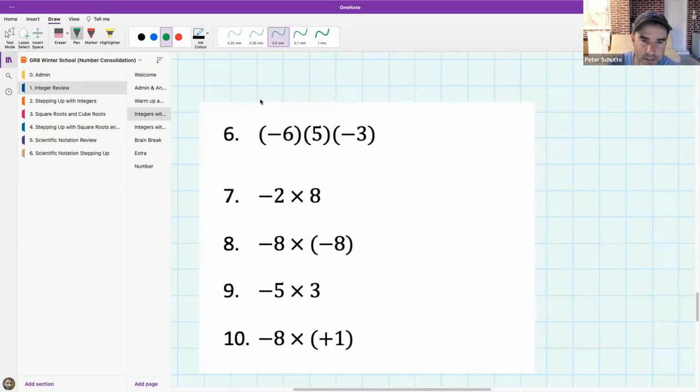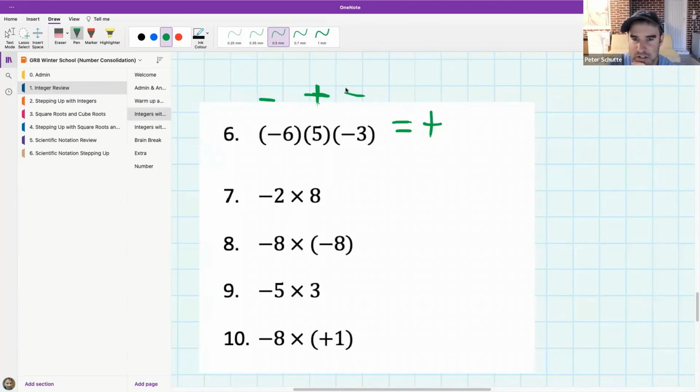I'll give you a little tip. This is a negative, this is a positive, this is a negative. And they're all being multiplied. When you have a positive and a negative, you get a negative. But then when another negative comes along, it ends up being positive. So be careful with number 6, guys. Be careful.